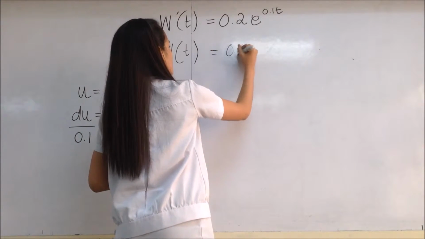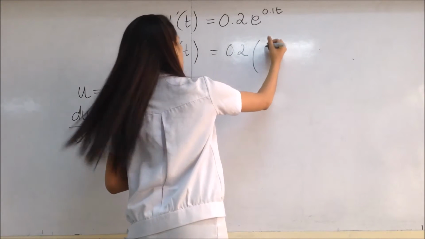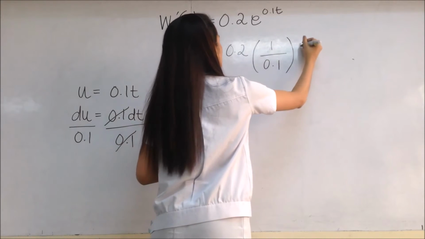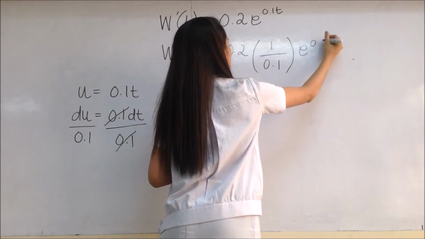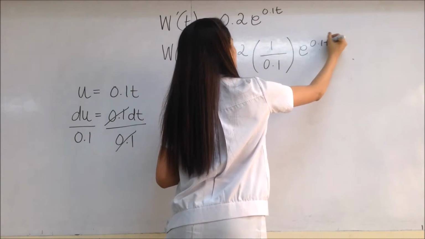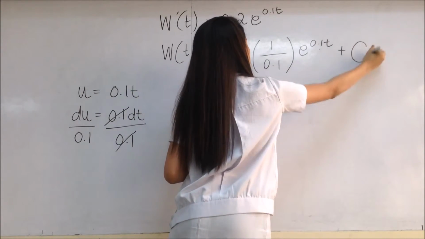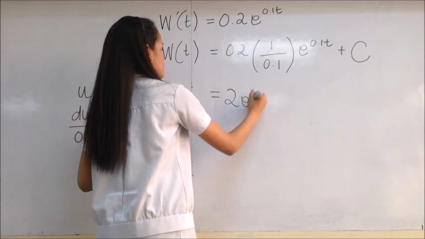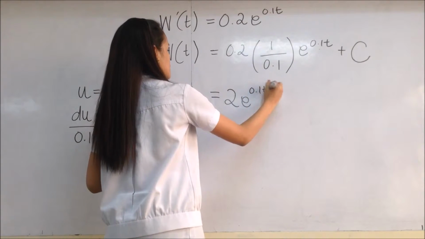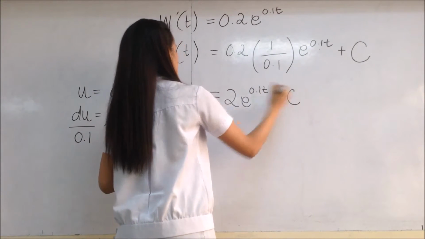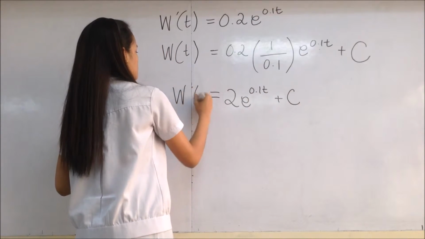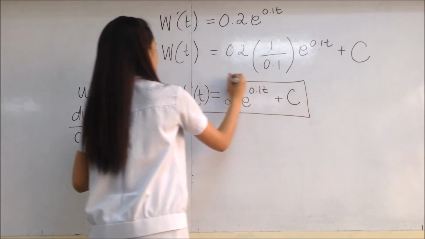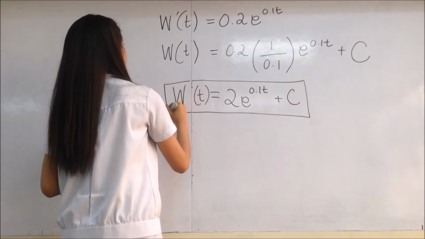W of t is equal to 0.2. We just copy the constant multiple and multiply it by the derivative of u, which is 1 over 0.1, and copy e raised to 0.1 t. And don't forget the constant c. Simplifying, we have 2e raised to 0.1 t plus c. So this is now W of t. But we still need to find the value of c.